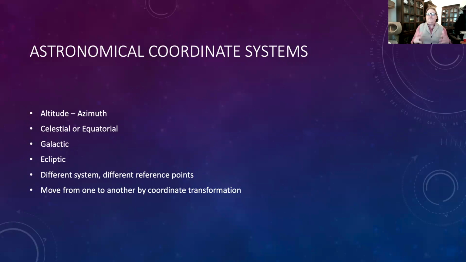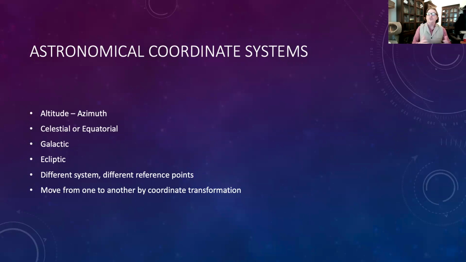These are all effectively the same type of system in the sense that these are defined by two angular measurements with respect to different reference points. And that's really the key difference between all of these coordinate systems: how do you define the zero of one angle and how do you define the zero of another angle. We're not going to really talk about galactic and ecliptic, so I'll just spoil it for now.